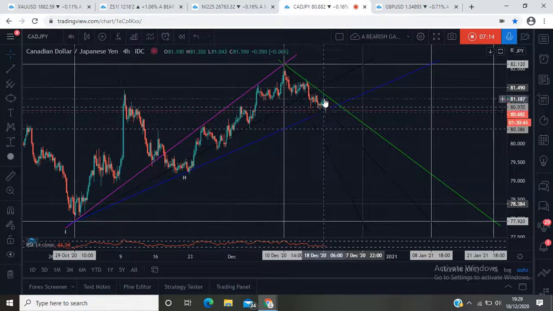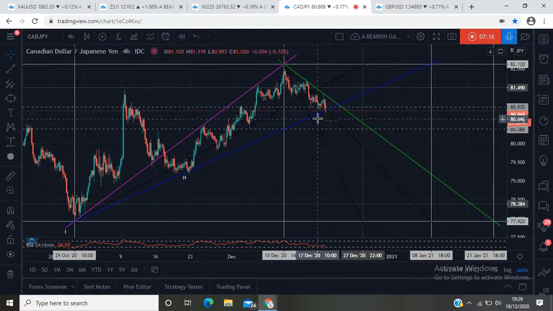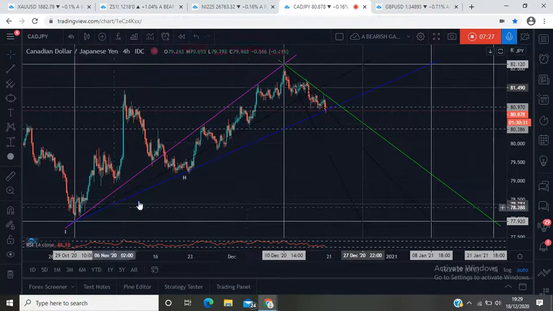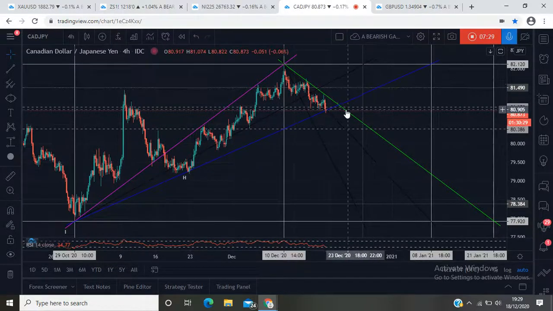So we expect price narrowing into this corner. We want to see which one breaks first. Either the diagonal of the second projected square will break and price will trend up, or the diagonal of the inverse structure will break and price will trend down.